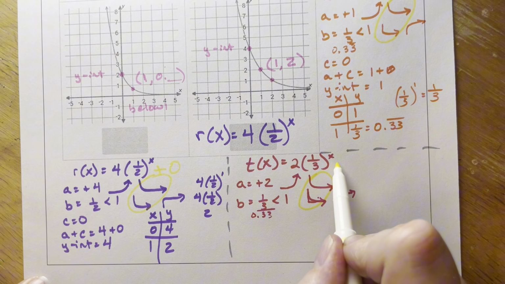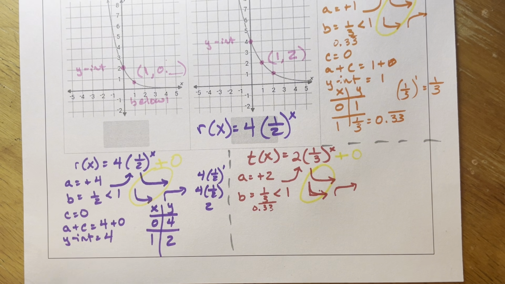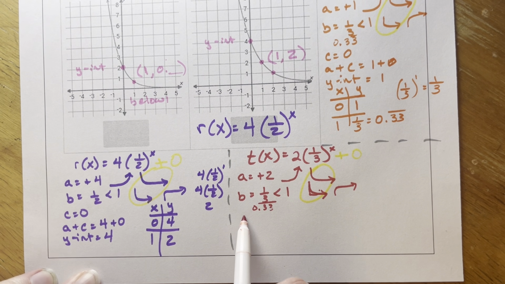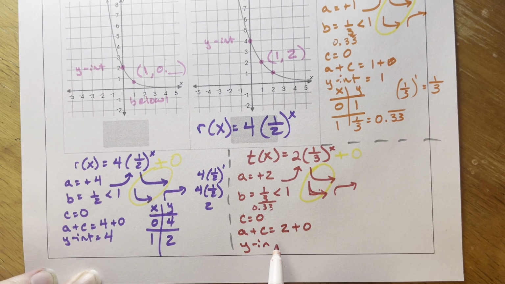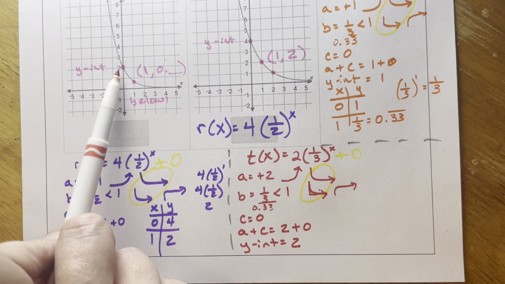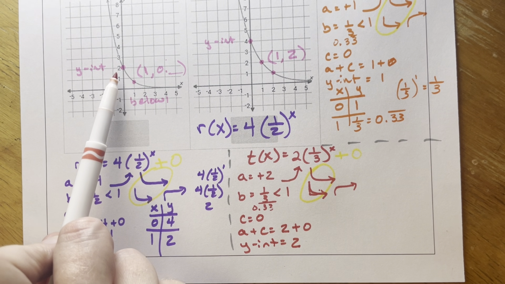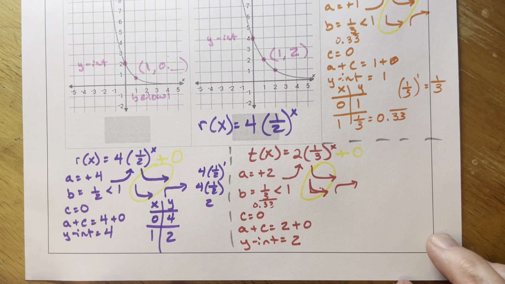We know that if nothing is added or subtracted visibly at the end of our equation, that c is equal to 0. And then we're going to use that to go and find our y-intercept, where a is 2 and c is 0. So my y-intercept is equal to 2. And it is. So that's really great. That's very helpful to, again, be in agreement with what our graph is and what our equation is telling us.